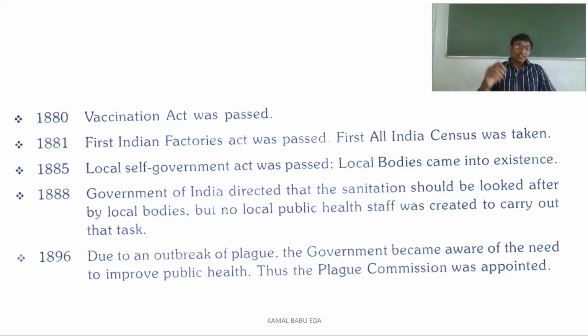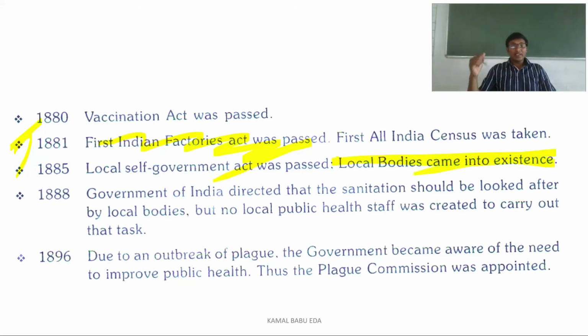And if you see the year 1881, this is the year in which the first Indian Factories Act was passed, and the first all-India census was taken. And in the year 1885, the Local Self Government Act was passed. So during this period, these local bodies came into existence.